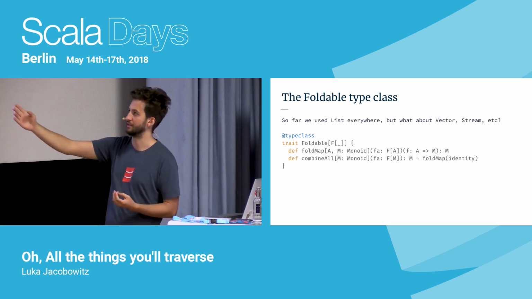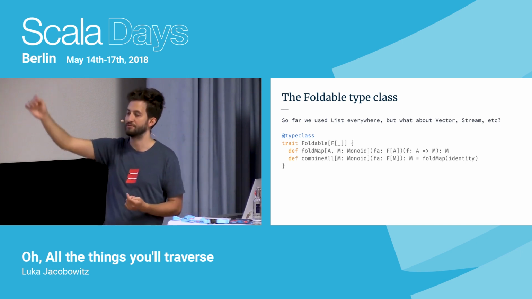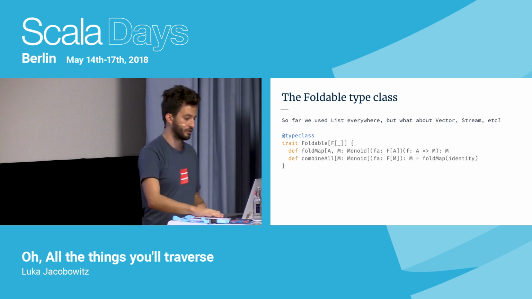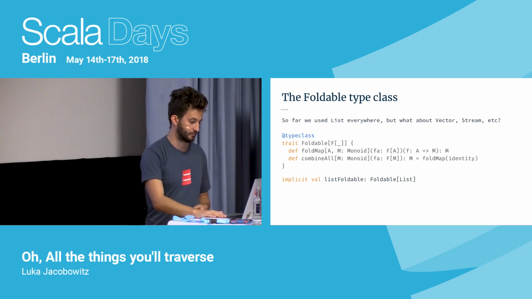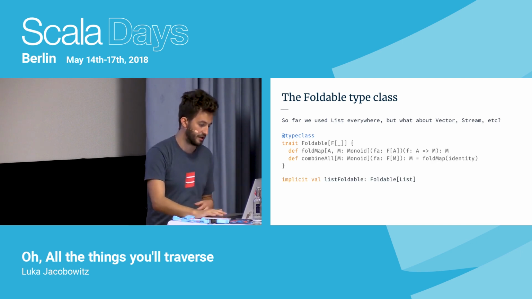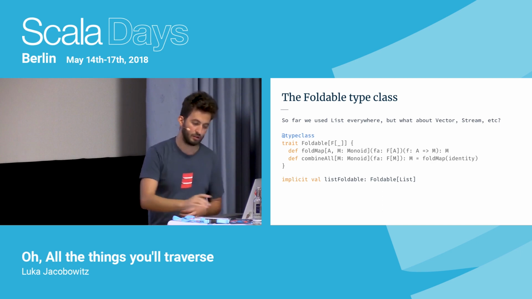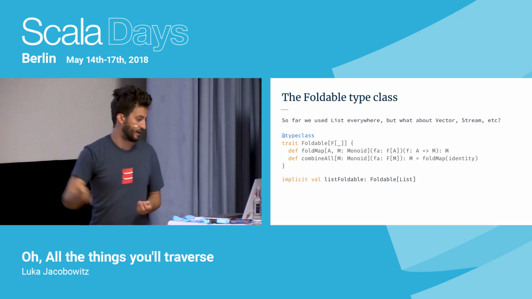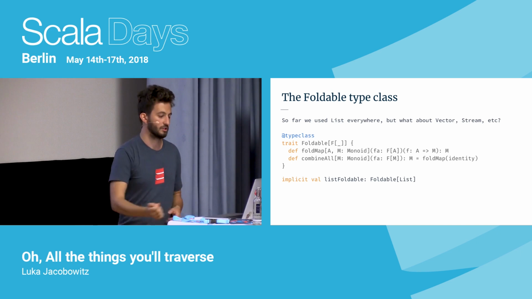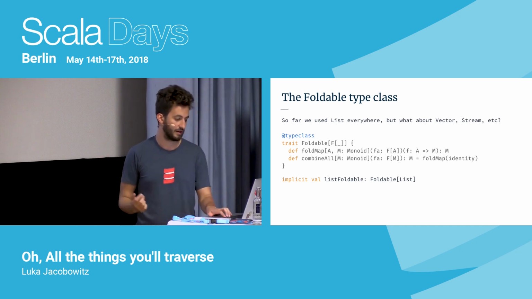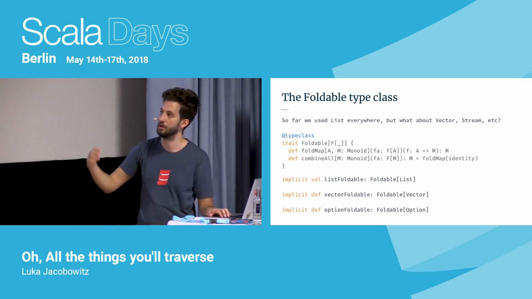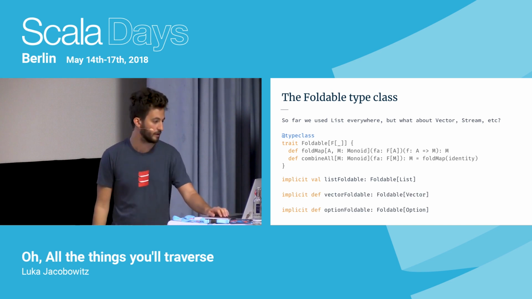And combine all is basically like a shortcut. So if you already have a monoid inside this F, right? So again, oh, I didn't include it here, but yes, again, combine all is just foldMap with identity. And of course, instances for this are list, right? We have a list foldable, a vector foldable, an option foldable, things like that.